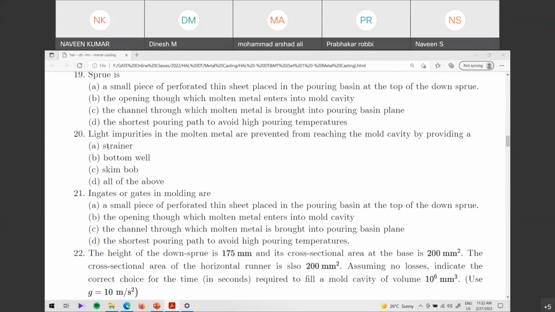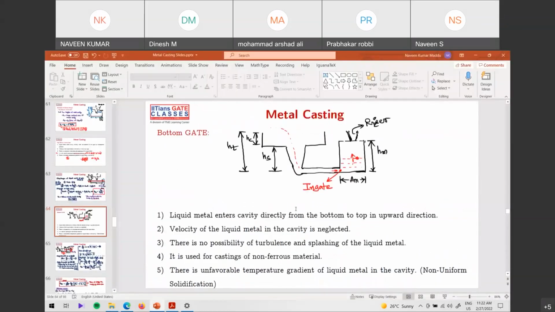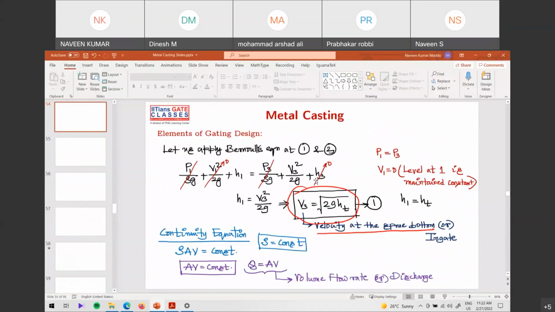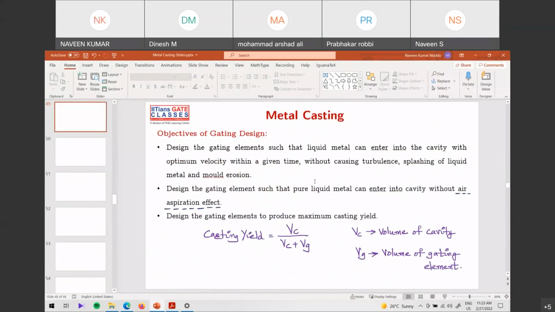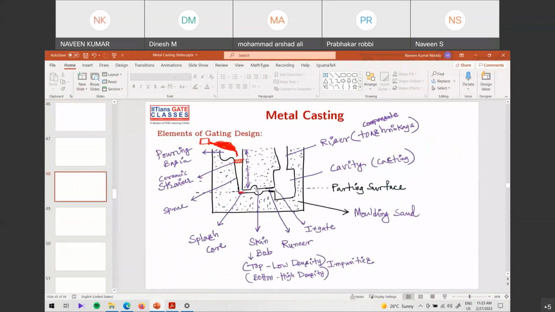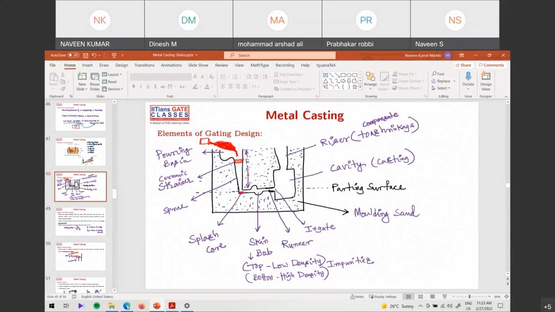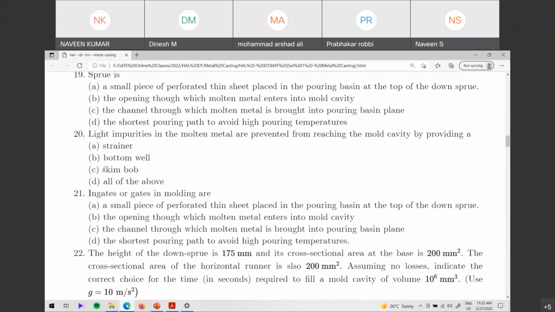Okay. See, strainer, it's not sure. It is catching some impurities. That's okay, but I didn't say anything about whether they are lighter or heavier. But clearly I said that in the skim bomb you have some lighter impurities that are caught here in the top one. So the answer is skim bomb. Okay, is it okay? Answer is C. Yes. Fine.